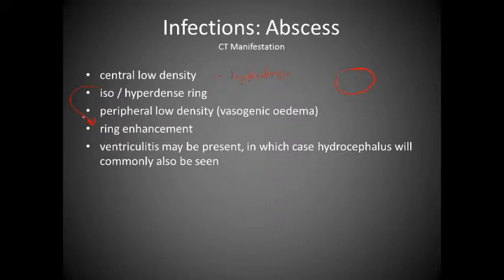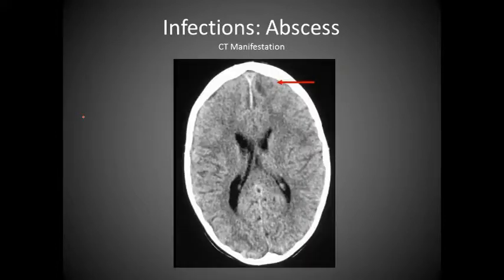Ventriculitis may be present, in which case hydrocephalus will commonly also be seen as well. As we know, hydrocephalus is accumulation of cerebrospinal fluid in the brain, which widens out the ventricles. So typically you might see this as well.